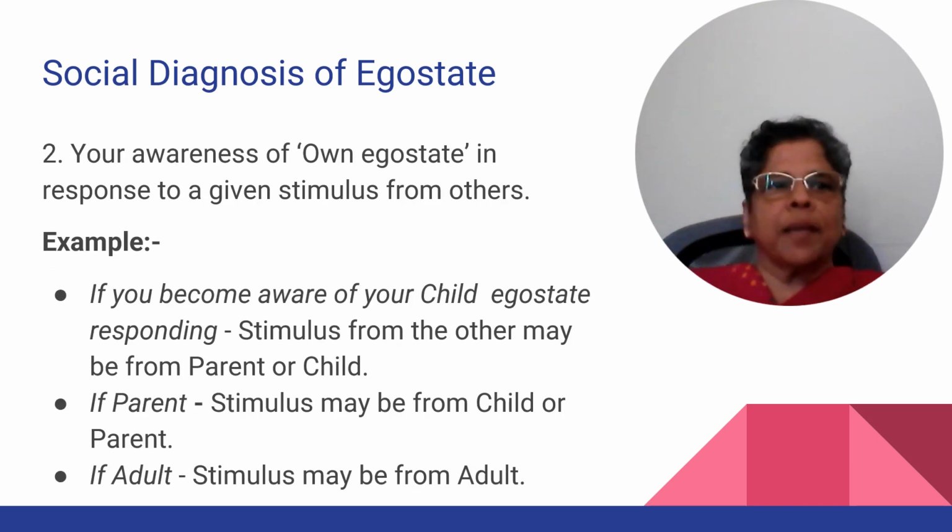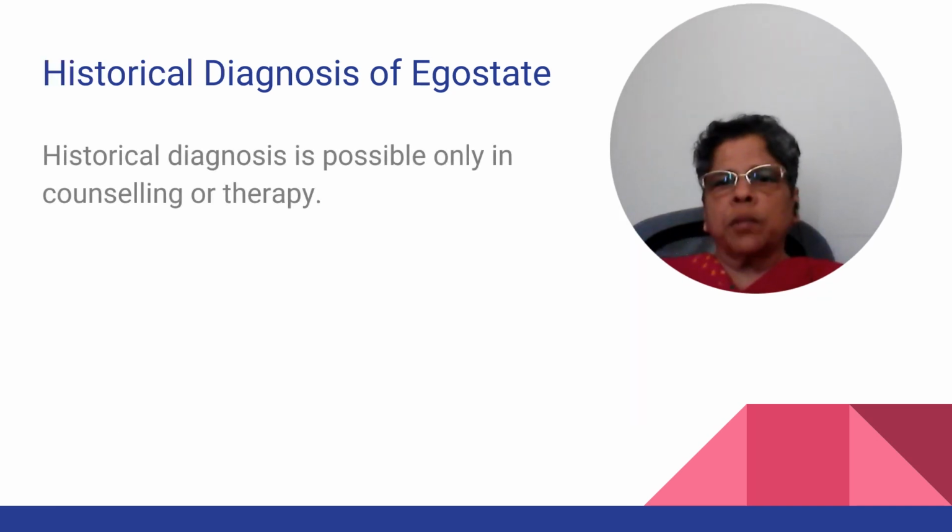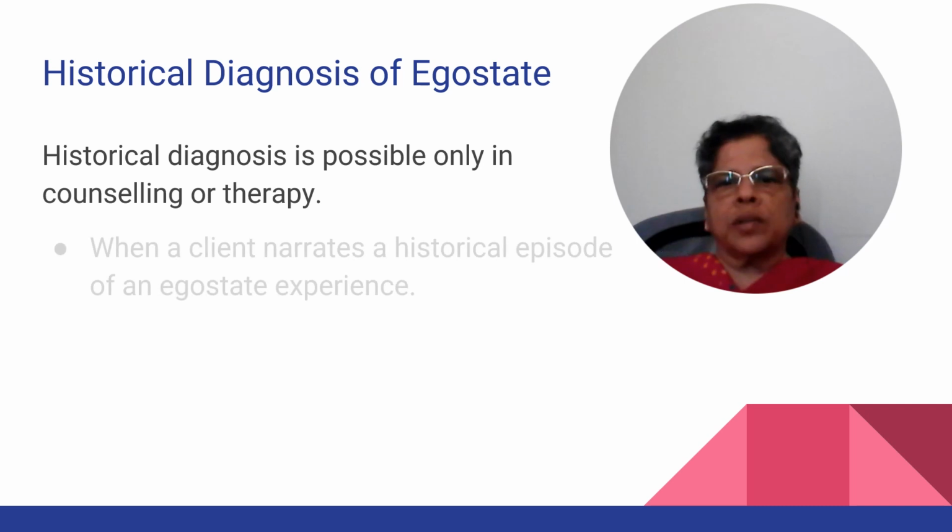Look at these examples. If you become aware of your child ego state in response, the stimulus from the other may be coming from the parent or the child of the other person. So also, if your parent is being stimulated, the stimulus may be coming from the child of the other. If you feel that your adult is responding, the stimulus may also be coming from the adult ego state of the other person.